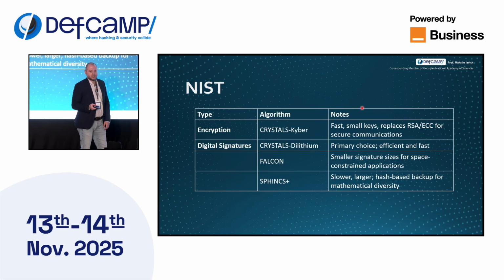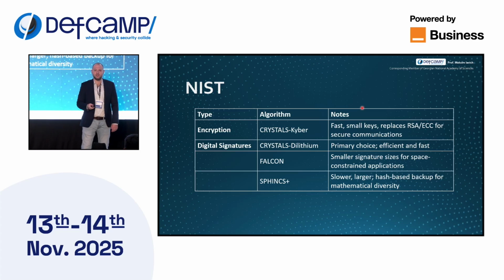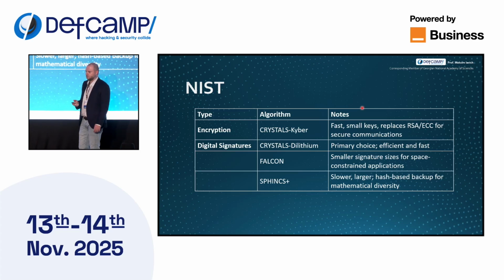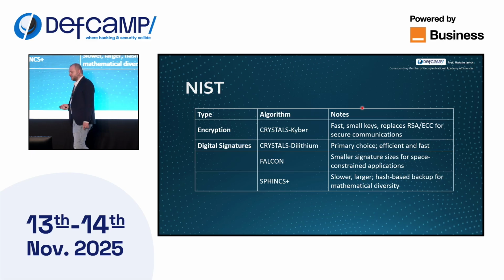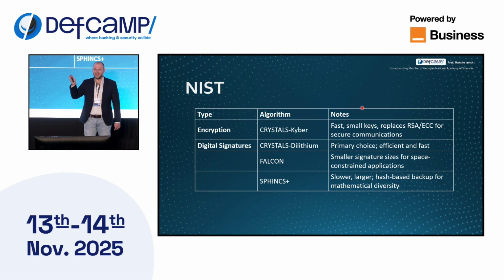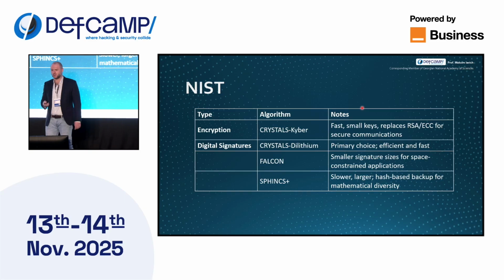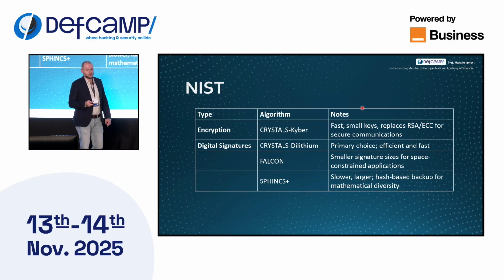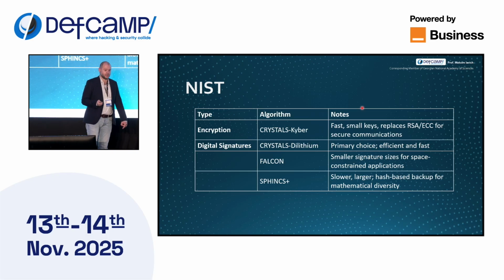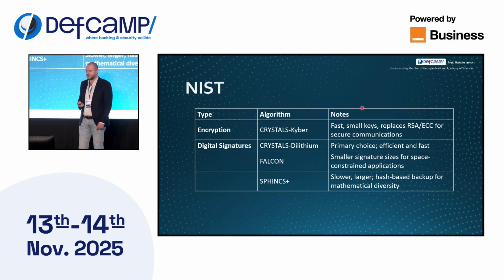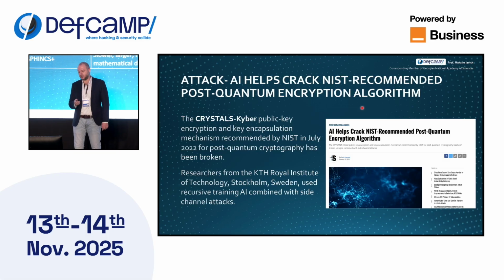What NIST tells us? NIST has already accepted 4 post-quantum standards. Crystal Kyber is for encryption. It uses lattice-based approach. For digital signatures, they accepted 3. Crystal Dilithium is also lattice-based. Falcon is also based on lattices. And the last one is Sphincs Plus, which is hash-based, about which we talked today.